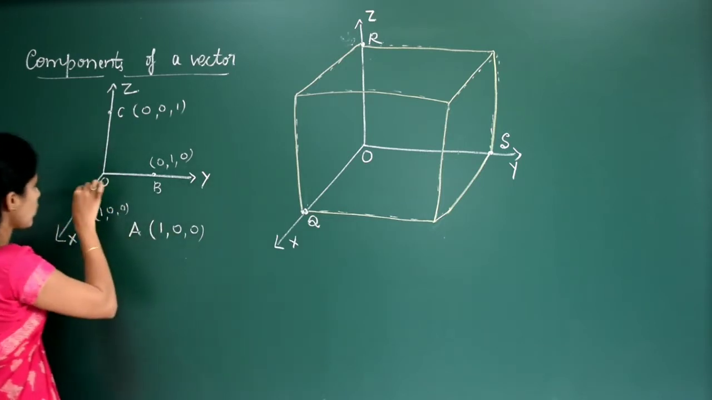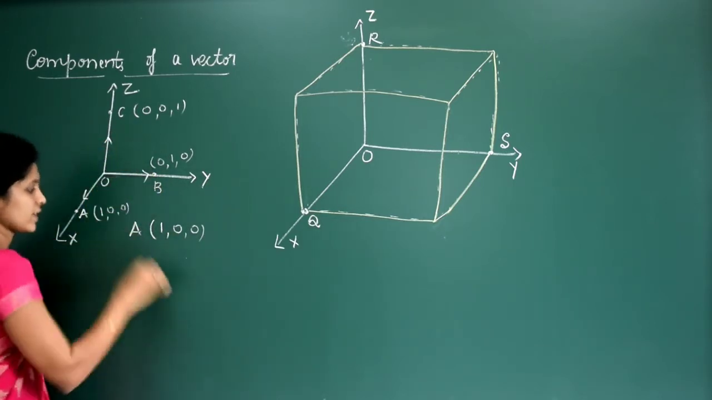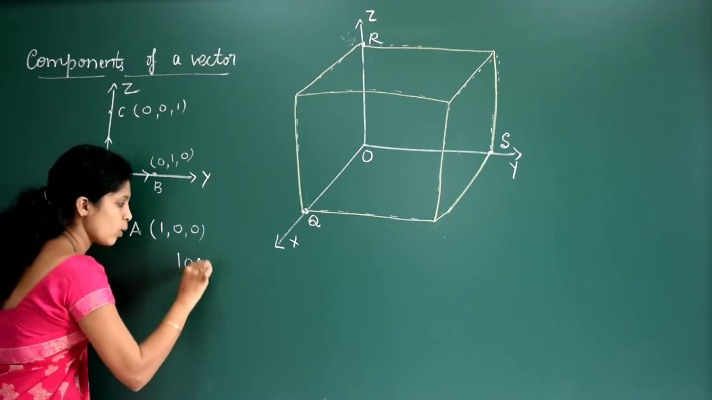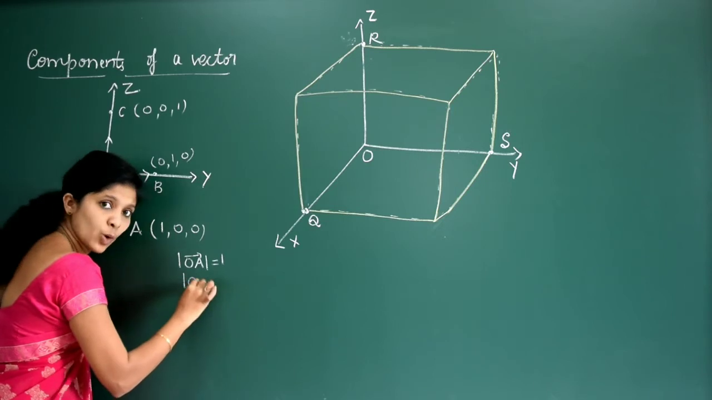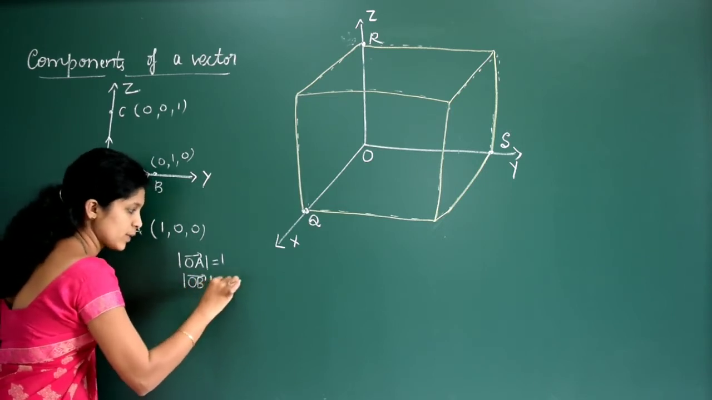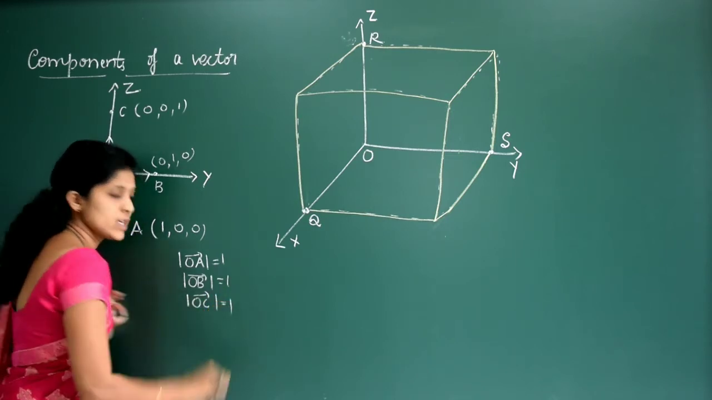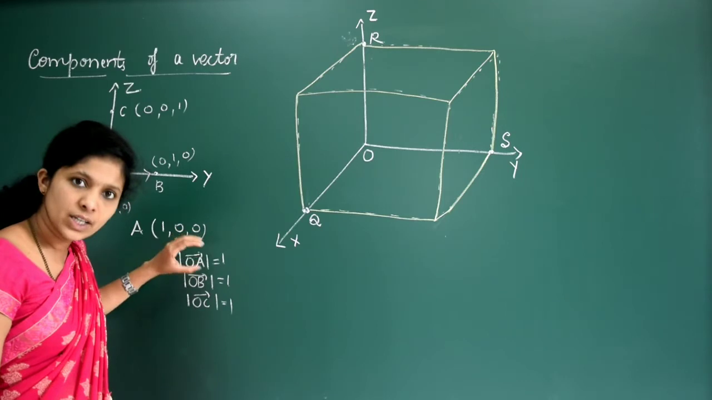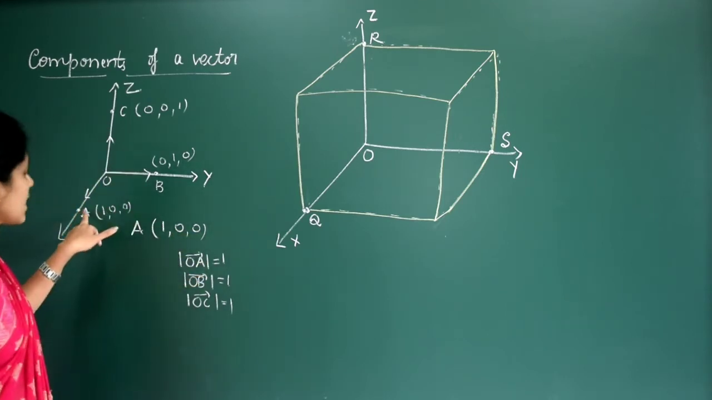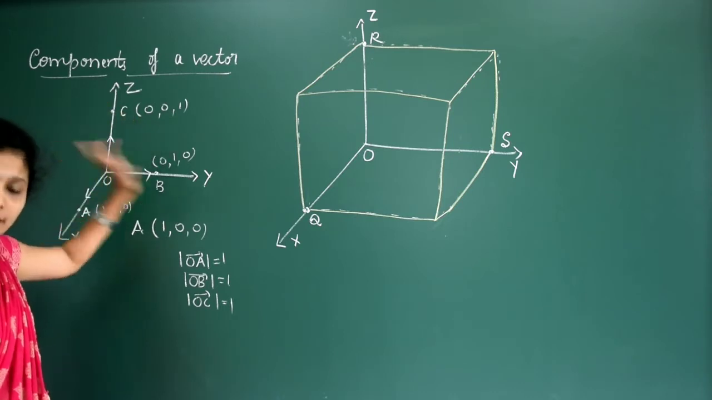I can write OA vector, OB vector and OC vector, right? Magnitude of OA vector is equal to 1, magnitude of OB vector is equal to 1 and magnitude of OC vector is equal to 1. So these are the unit vectors. We say these are the unit vectors along the x-axis, the y-axis, and along the z-axis.